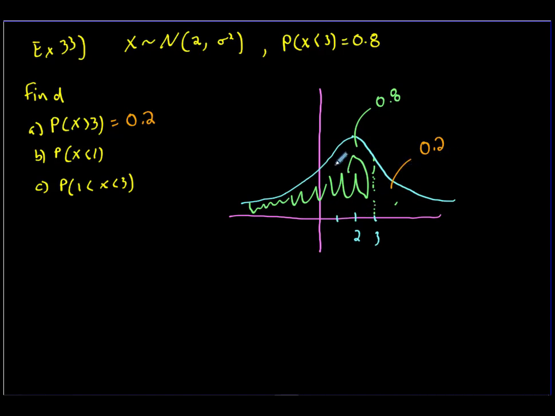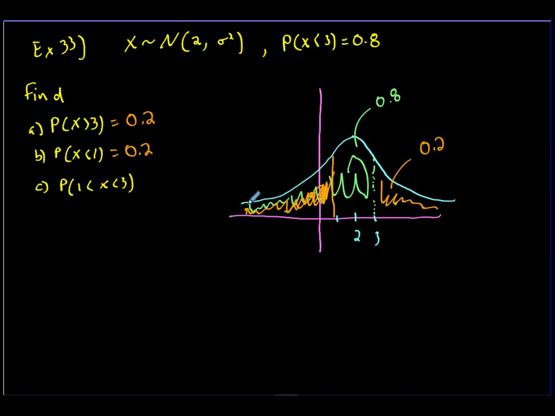Now, when is it less than 1? That's right here, so that's everything right here. And if you notice, this area right here is the same area right here because of symmetry, right? It's 1 from the mean, 1 from the mean. So this guy right here is also going to be 0.2, right? Good. You could have done this in a couple of different ways, right?